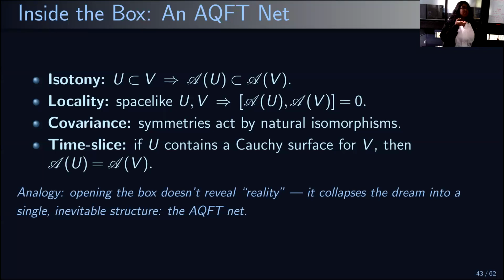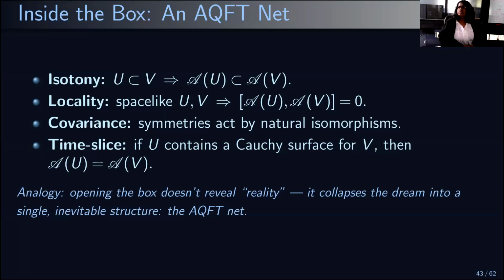What isotony means is that if there's a region inside another region, all the observables in that region are also inside the observables of the other region. Spacelike U and V means that they're disjoint spaces and have nothing to do with each other, so whatever is observable in U and whatever is observable in V also have nothing to do with each other. Covariance means that the symmetries act by natural isomorphisms. And time slice means that if U contains a Cauchy surface V, then the algebra of observables of U is the same as that of V.